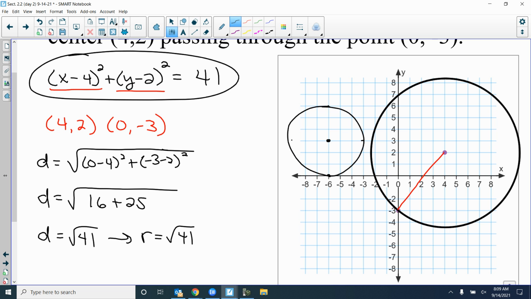If it touches the y-axis, it just hits it the one time. It doesn't go through it twice, just hits it once. So can you give me the radius from there? The radius for that one would just be 3. All right, so that's what it means when it touches the x-axis or it touches the y-axis. So that comes up in the homework.